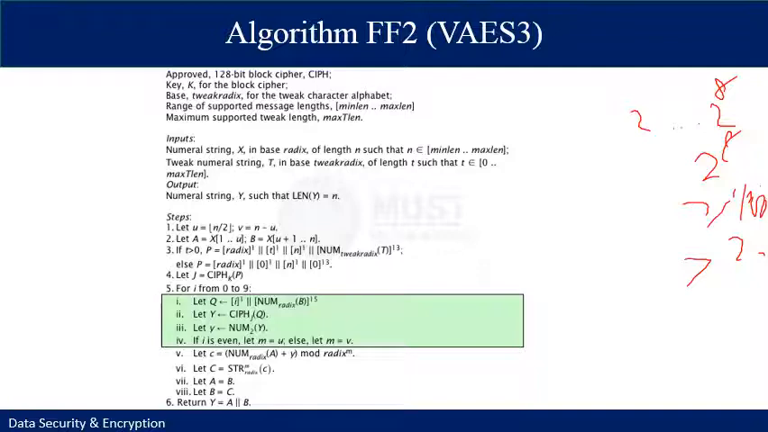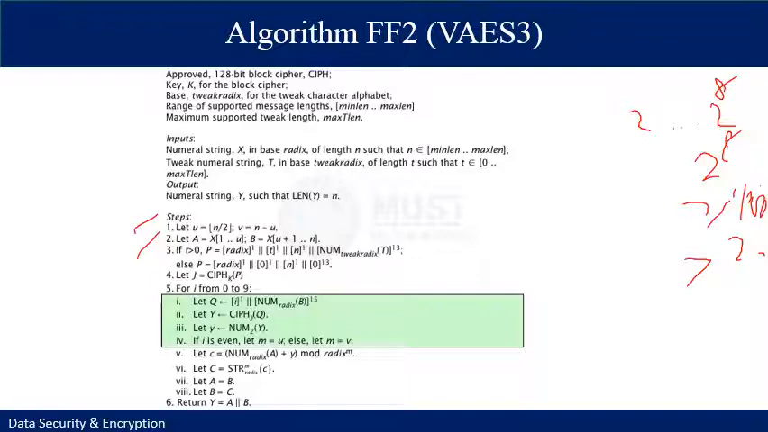For FF2, the plaintext character alphabets and that of the tweak may be different. So the first two steps of FF2 are the same as FF1, setting the values for U and V, and then setting the values of A and B. The third step again is the input of plaintext P into a 128-bit block.